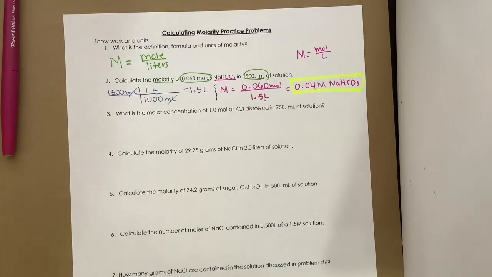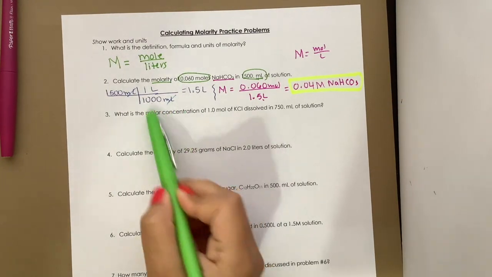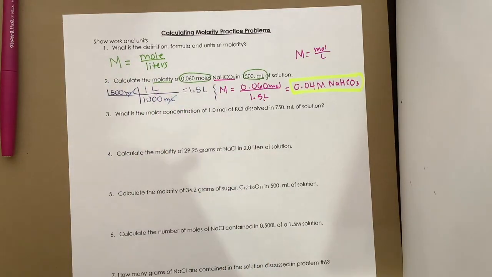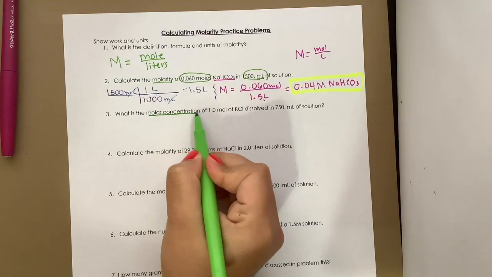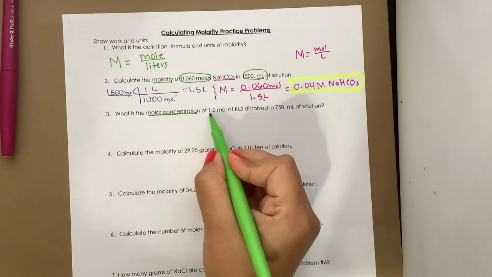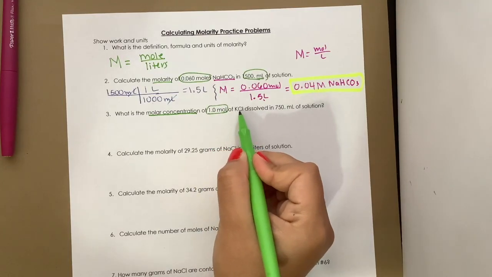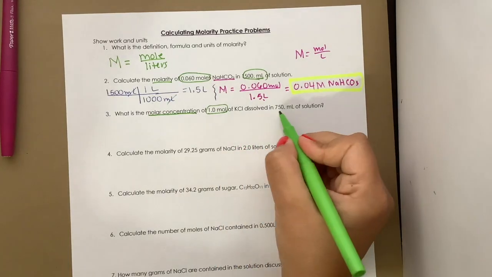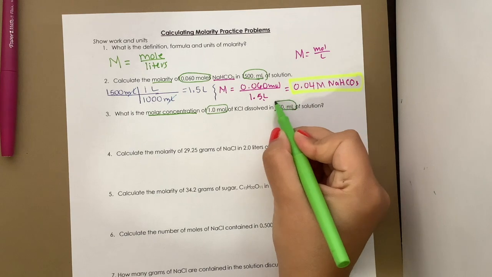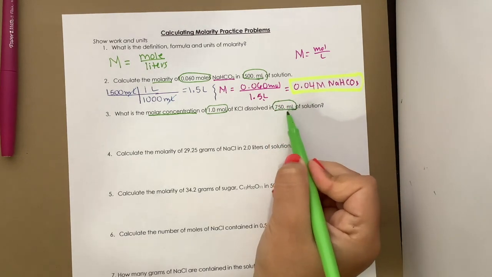Okay, to do number 3, number 3 says, what is the molar concentration? Remember that molar concentration is the same thing as molarity. So they're asking us for the molar concentration, which is the same thing as the big M, moles over liter, of 1 mole of potassium chloride dissolved in 750 milliliters of solution. Again, here it's given to us in milliliters.